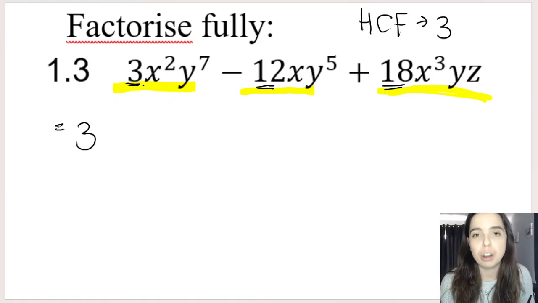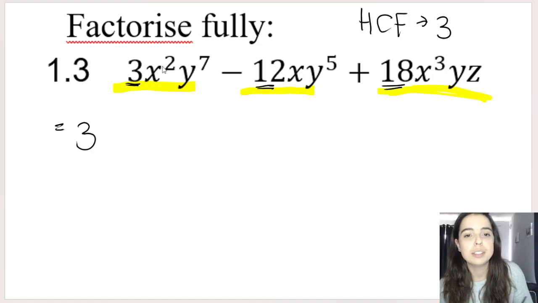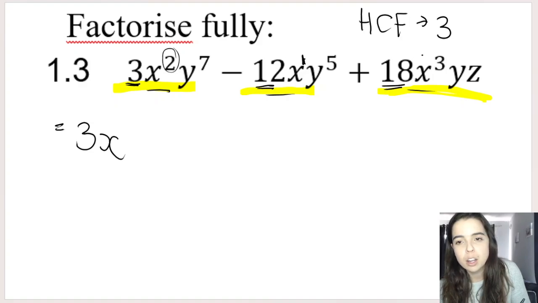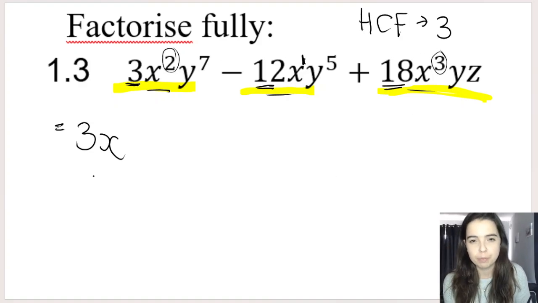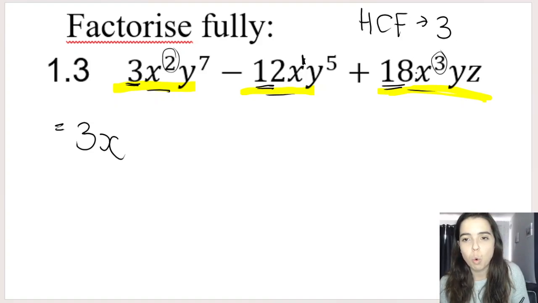Then we need to look for variables. Can I take out an x? Yes, because each of these yellow terms have x in them. Now, which x do I take out? Do I take out x squared, x to the power of 1, or x to the power of 3? You always take out the variable with the lowest exponent. So x squared, x1, or x3, it's going to be x to the power of 1.